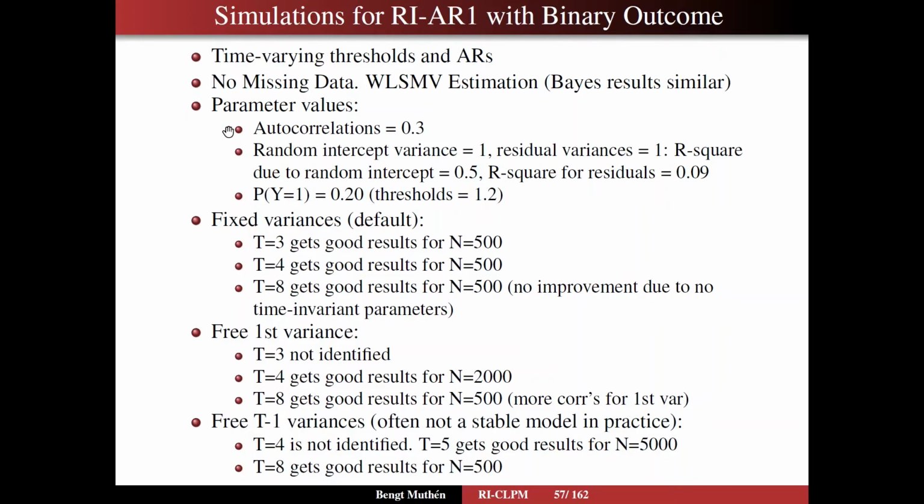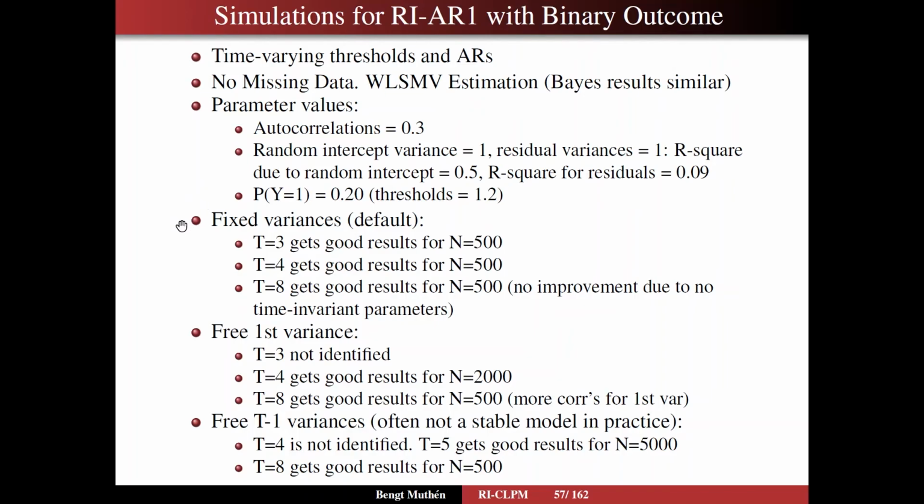Parameter values are the ones I mentioned earlier, autocorrelations all 0.3, but not imposing invariant autocorrelations. Random intercept variance 1, residual variance is 1, R squared due to the random intercept 0.5, R squared for the residuals, there you have that low R squared 0.09, and then we have, and this is very important, low prevalence. So the proportion y equals 1 is only 0.2, and that corresponds to the real data in data set number 2 with the suicidal ideation and substance abuse.